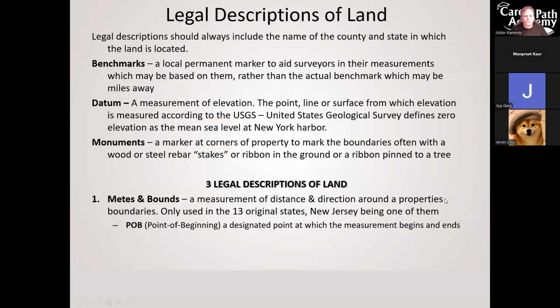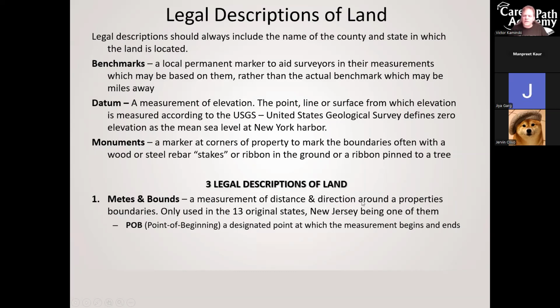So we have the metes and bounds legal description of land, the first legal description of land that we'll go through. It's a measurement of distance and direction around the property's boundaries. Metes, like meters, and bounds, the boundaries. It is only used in the 13 original states, of which New Jersey is one.